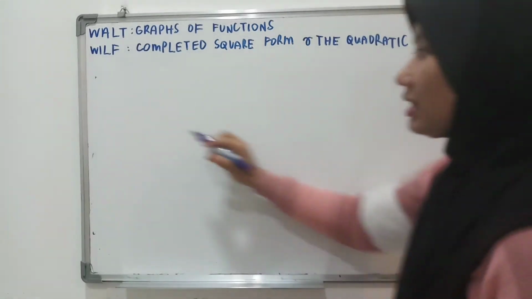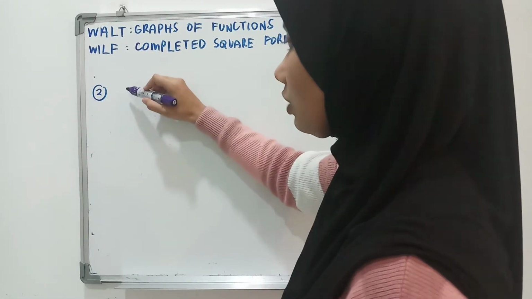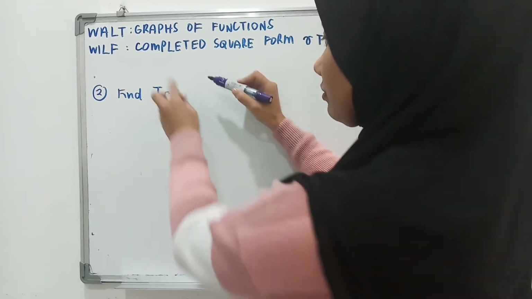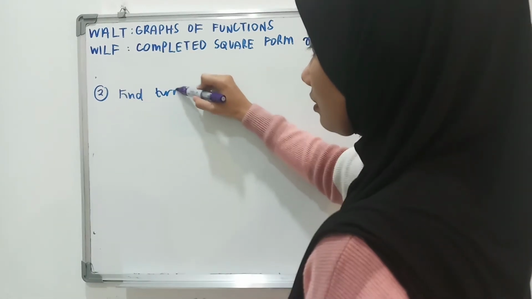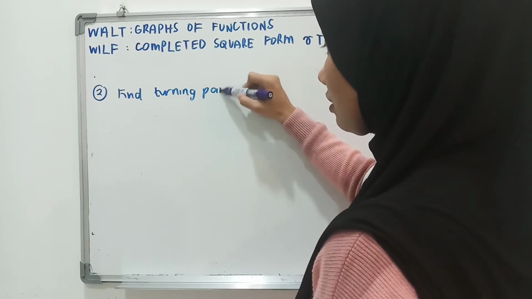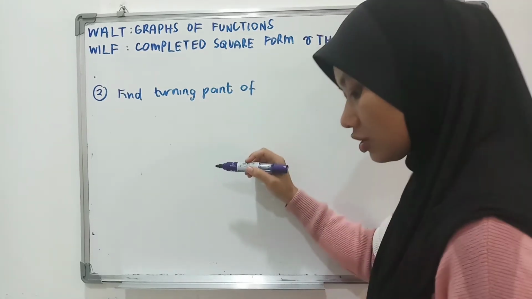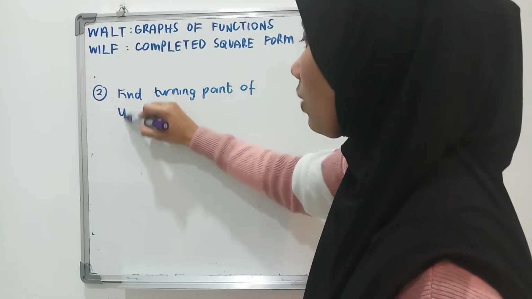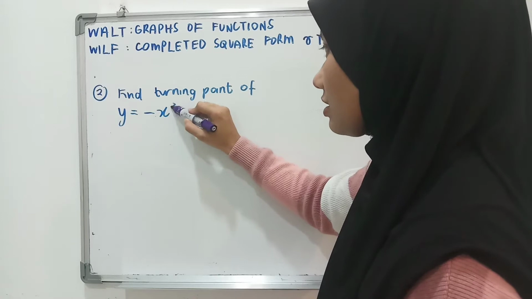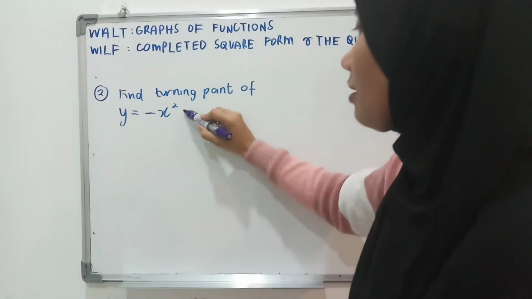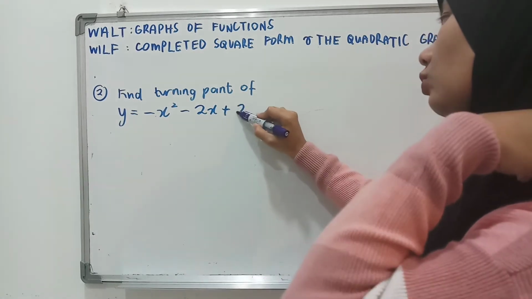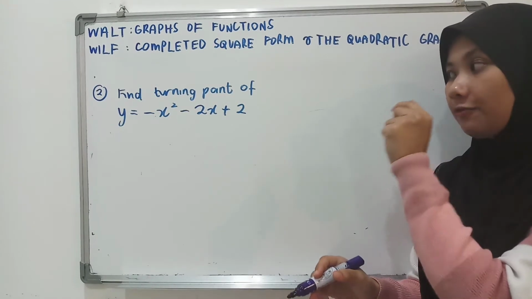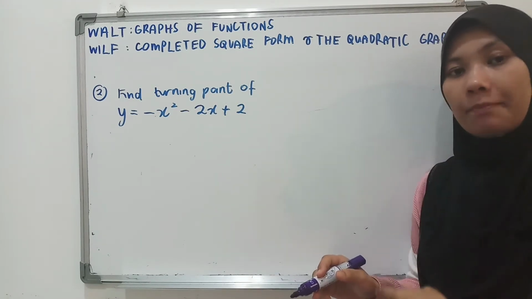Okay, so second example. Okay, so question will ask you to find turning point of. Okay. So the question is y equals to negative x square minus 2x plus 2. Okay, so that is the question. You need to find what is the turning point of that function, negative x square minus 2x plus 2.